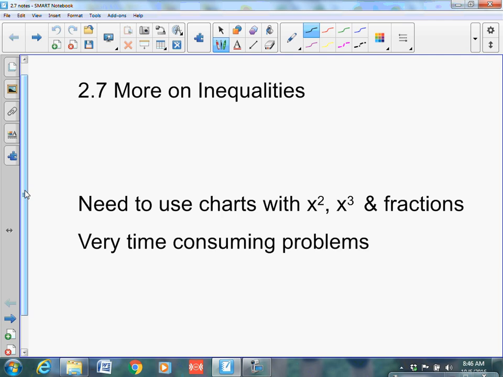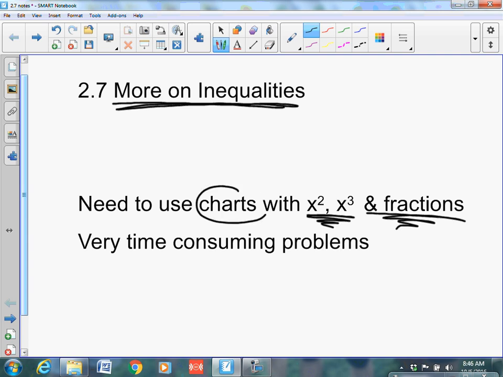The title is called More on Inequalities, so we're still going to work with inequalities, but we are working with bigger powers for inequalities, and we're also working with fractions with inequalities. This is the most important thing you have to do. You have to make a chart with every problem, and it's very time consuming.